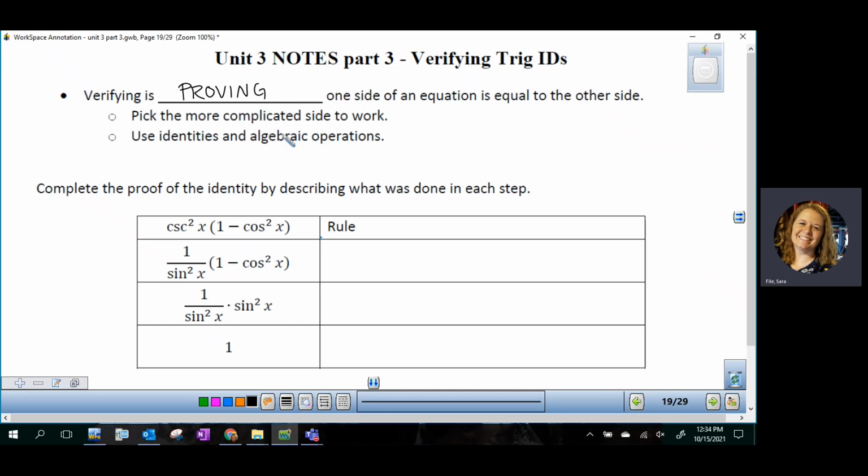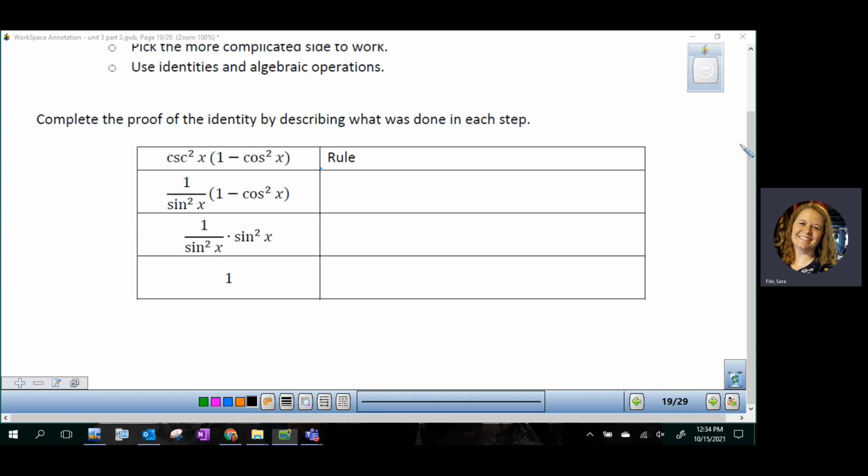Now, before we get into some where it's just the equation and you have to do it all, we're going to start with some guided practice here. If you think back, you've done something similar to this in geometry. You did proofs. So this is like a proof where you're going to show your work, step by step, what's being done. And then next to it, you're going to write what it is you did. What rule did you use? Was it an identity? Was it just some algebraic operation that you did?